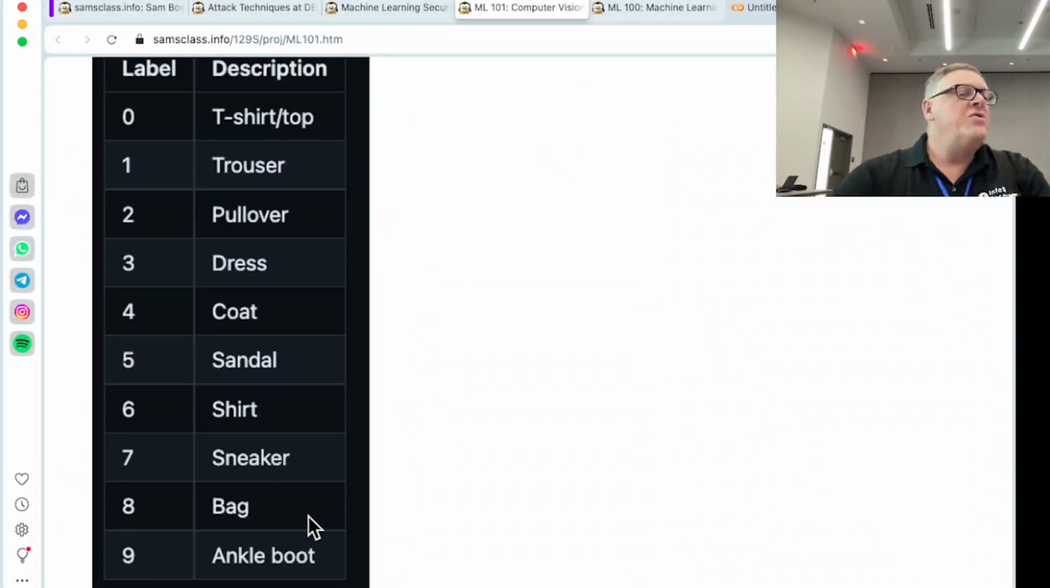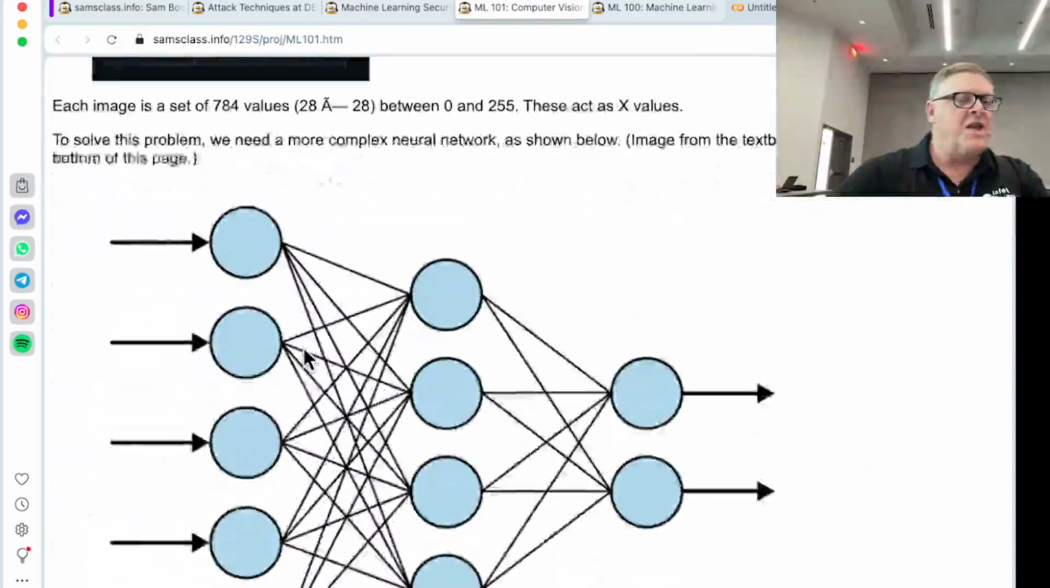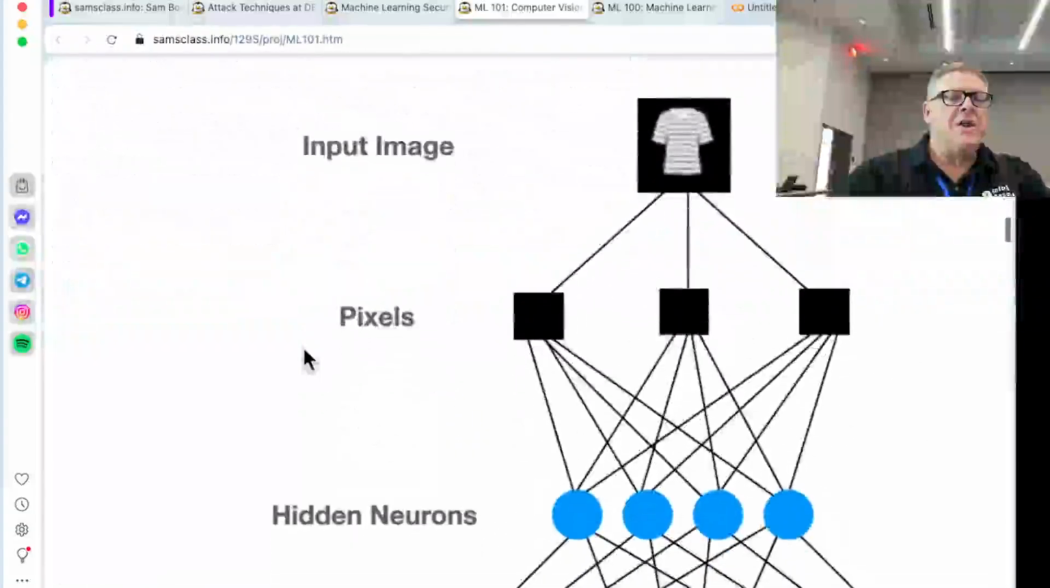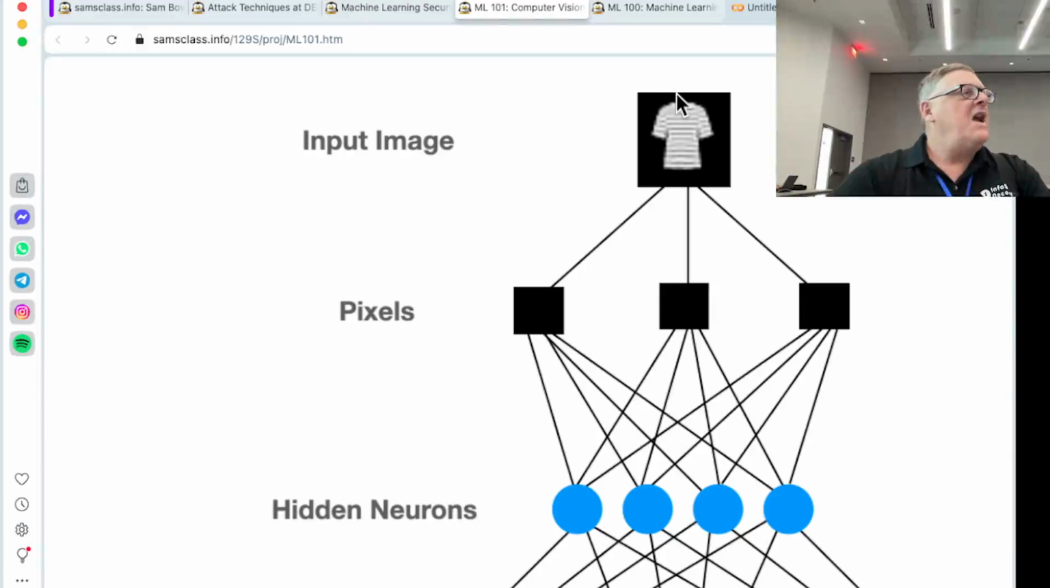And the task is to separate them into these categories. Look at the picture and decide which type of clothing it is. So what you do is you take the input image, and here's where I began to get really upset, because I used to do brain models of computer vision as a scientific research. I used to be in medical research.